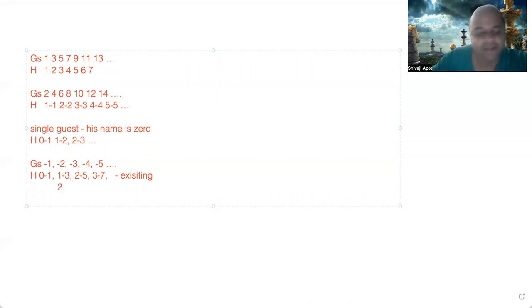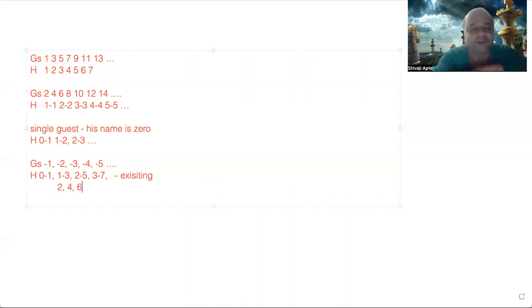2, right? Where does the -2 guy go? He goes into room number 4. Where does the -3 guy go? 6. So all the rooms which had become vacant now get occupied by the negative numbered guests. Again, is there anybody who will be left without a room? No. No, right? Everybody is occupied, right?